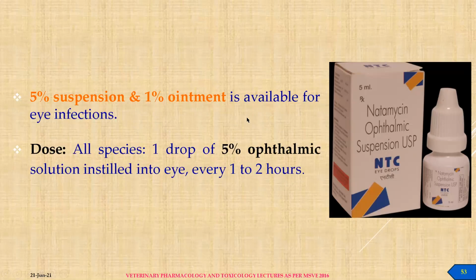Hope you might have heard that corona-recovered patients, especially with comorbidity, who have been receiving corticosteroids, always get the infection of mucormycosis. There will also be eye infections and nasal septum involvement. The dose of this drug, which is available as eye drops and 5% ophthalmic solution, is installed into the eye every 1 to 2 hours.